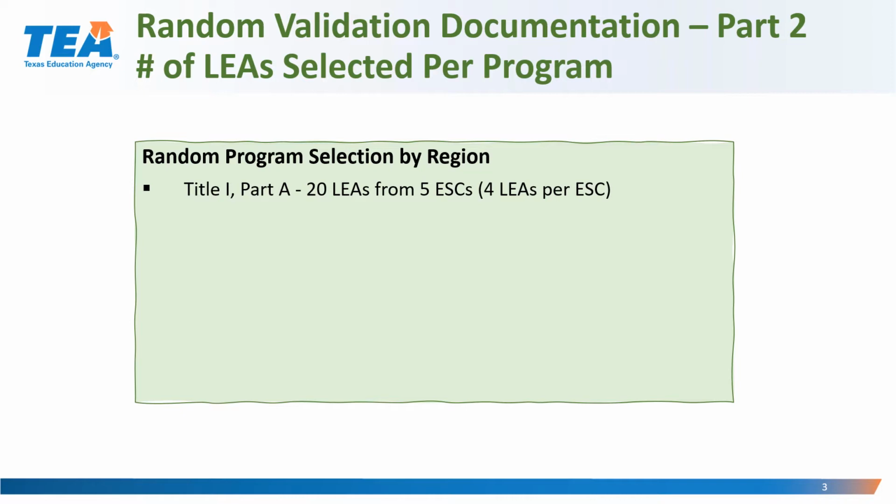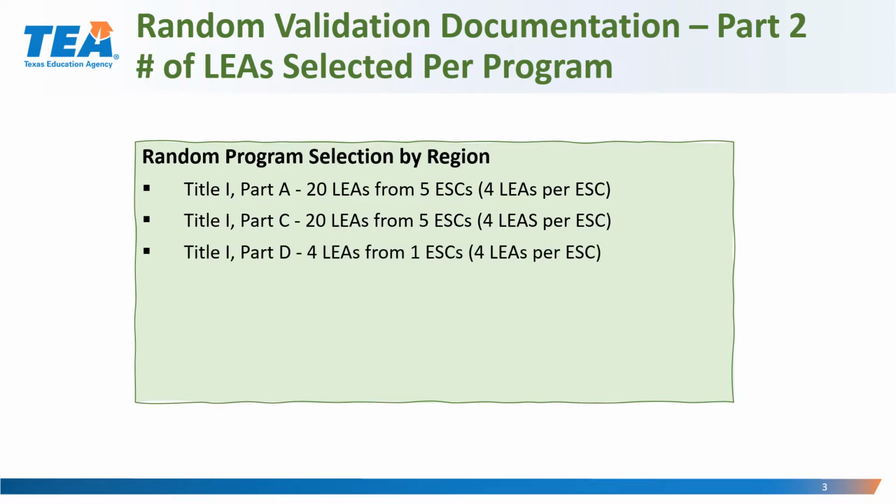So for example, Title I Part A will be assigned to 5 different ESCs. 4 LEAs at each of those 5 ESCs will submit documentation for Title I Part A requirements that were reviewed during the validation process. Title I Part C will have 20 LEAs from 5 different ESCs, so 4 LEAs per ESC will submit documentation for Title I Part C.